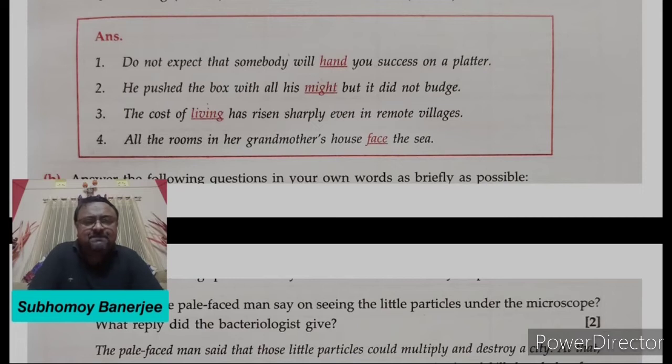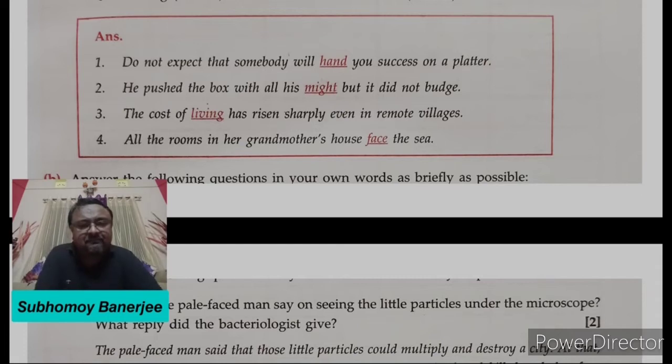Do not expect that somebody will hand you success on a platter. What's a platter? It's a kind of plate. Don't expect somebody will hand you. Hand here refers to give by hand. So giving, it does not refer to body part anymore, but it refers to giving. Hand you, hand is used as a verb. It's no longer a noun, and it's not even used in the same meaning, because here handing something means giving something.